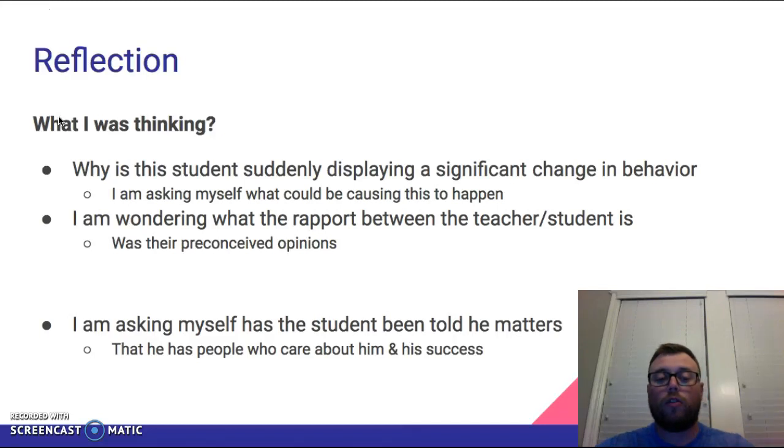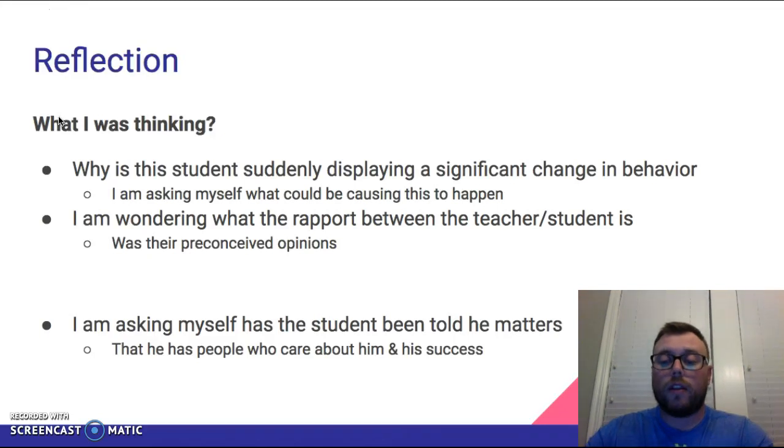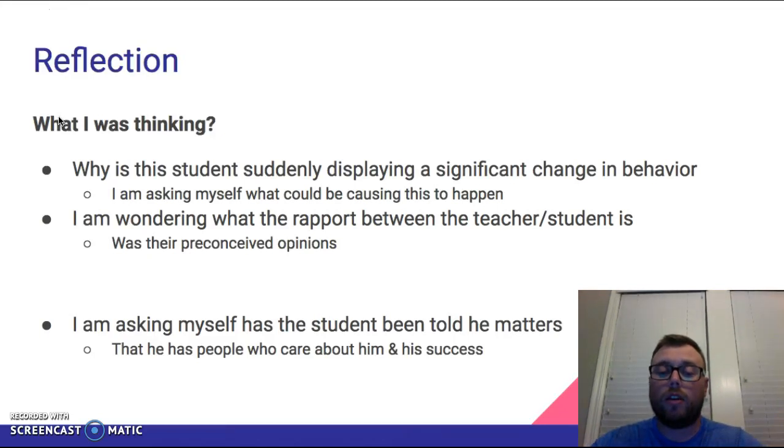There's probably an outside factor that's causing this student to act out. And if we can determine what that is, then that can help us determine what strategies would be most effective. I'm also wondering what the rapport between the teacher and the student is. Again, it goes back to that care piece. Those kids want to know that we care about them.